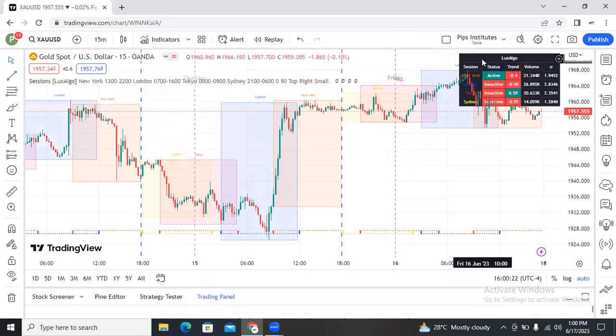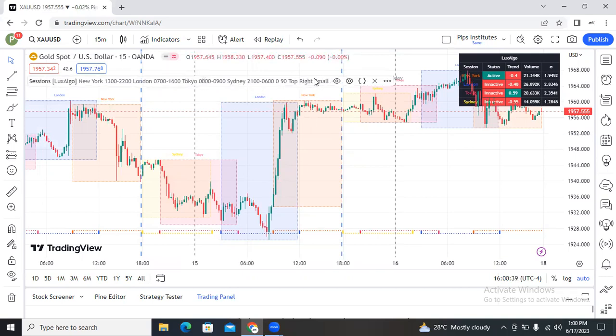Then you go back to the chart, and you're going to make some adjustments and settings so that they suit you. You don't need all these things you're seeing. All you need is London. You could see Tokyo, Sydney, and New York, but the only thing we need is the London session.